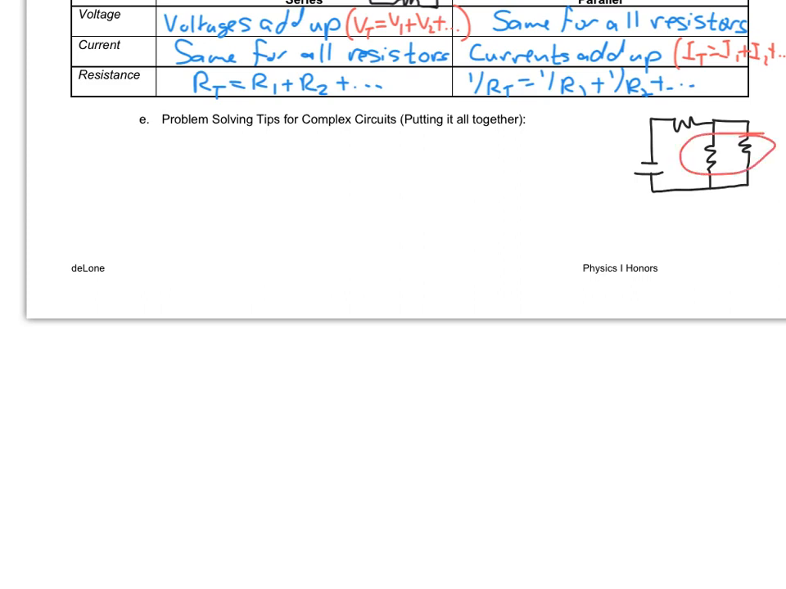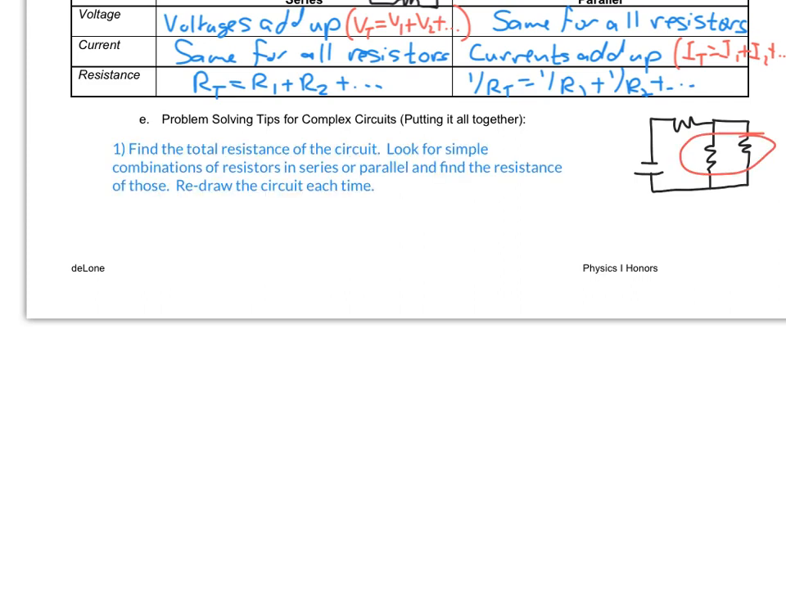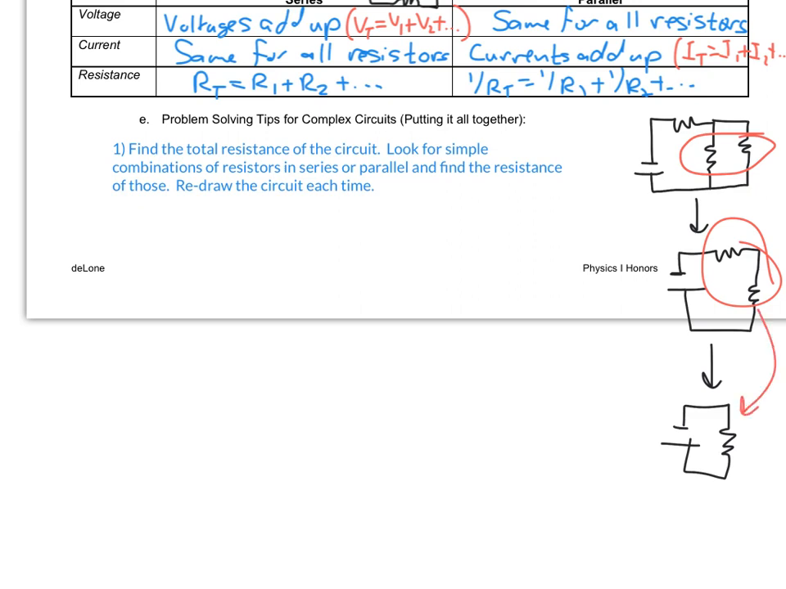So I would see here that those two resistors are connected in parallel. I would find the resistance just of that parallel combination, and then of course we're going to redraw the circuit, okay, replacing that parallel combination with a single resistor here. All right, and then we go from there. We would just have a simple series circuit, and we basically break this down until we have one single resistor in our circuit. So we'd combine these two in series and replace it with this single resistor.